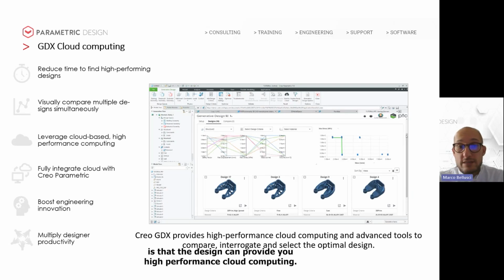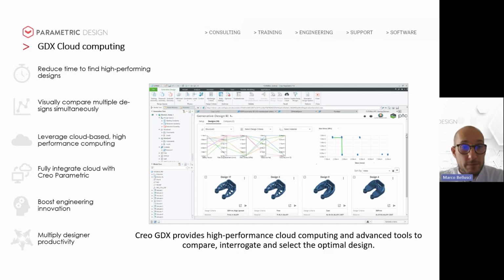And another point is that generative design can provide you high-performance cloud computing. That means that you can reduce the time to find your design, the time for your simulation. And inside this tool, we also have some instruments to compare the different designs. We can define some performance indices and compare the designs graphically. And the important thing is that all of this is, as usual, completely integrated inside Creo Parametric. All this goes in the direction of boosting innovation and productivity.